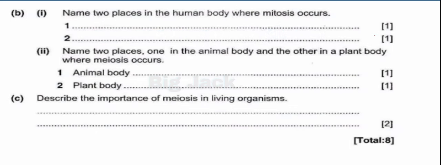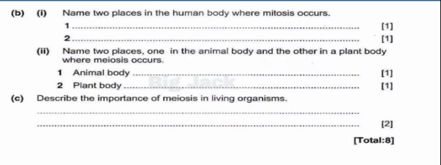Then Roman number 2. Name two places, one in the animal body and the other in a plant body, where meiosis occurs. So I'm going to start with the animal body. In the animal body, it can take place in the testes, because I'm saying that meiosis occurs in gamete cells. Now these gamete cells, they are produced from where? The sperm is produced from the testes. Then the ovum is produced from the ovaries. So here it's up to you to choose. Me, I've just chosen the testes. So you can say testes or the ovary.